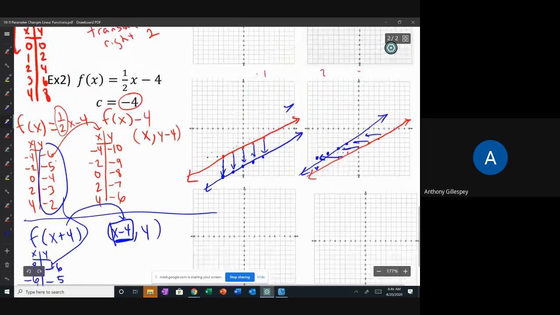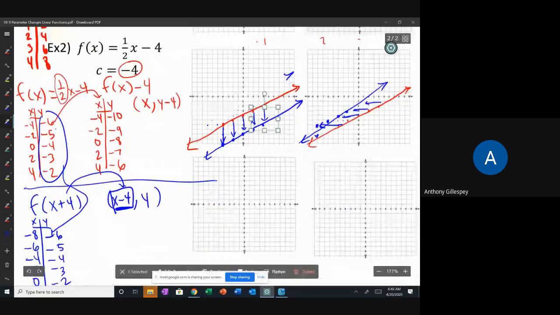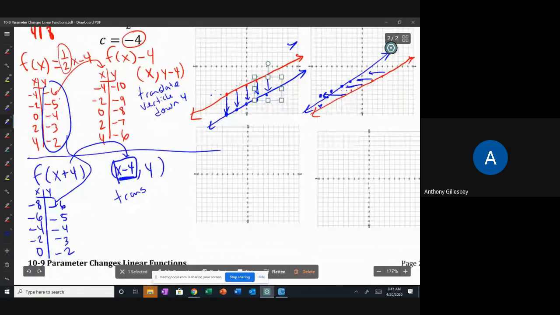All right. So I didn't say this on this first one. This one, it's going to translate vertically down 4, right? This one's going to translate horizontally left 4. Yeah? All right.